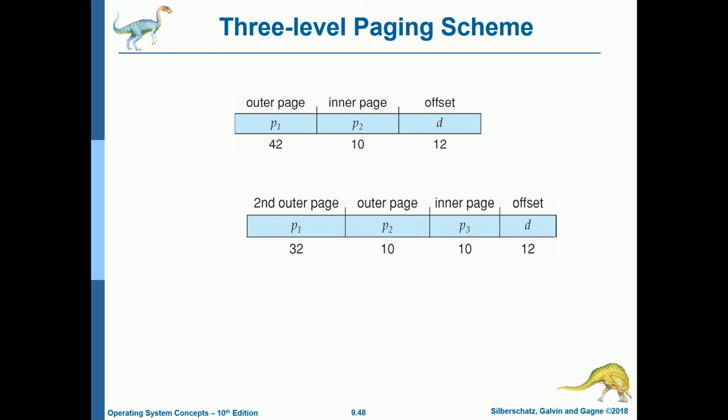We can further divide the outer page table in various ways. For example, we can page the outer page table, giving a 3-level paging scheme, as we can see here. Suppose that the outer page table is made up of standard-size pages, 2 to the power of 10 entries or 2 to the power of 12 bytes. In this case, a 64-bit address space is still daunting.